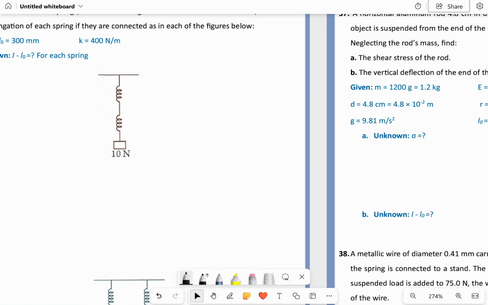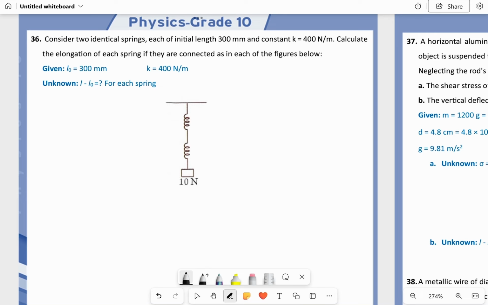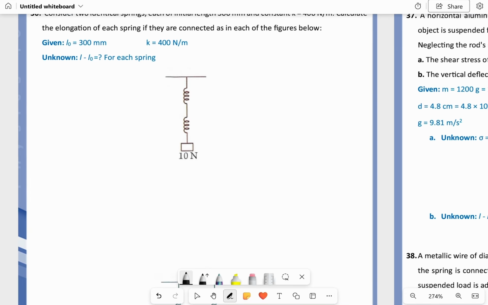Question 36. Most of the questions in this chapter are not related to what you have studied, but try to practice them, try to learn from them, as you will be dealing with questions like this a lot in 11th grade, in 12th grade too.